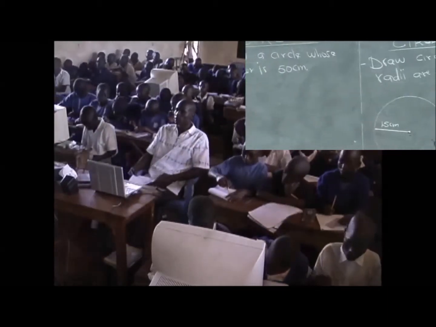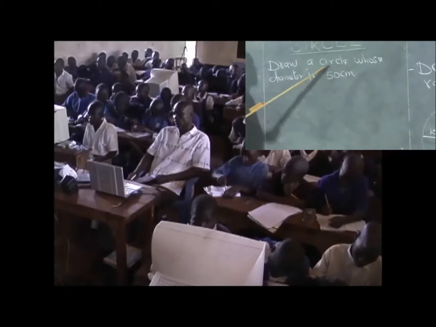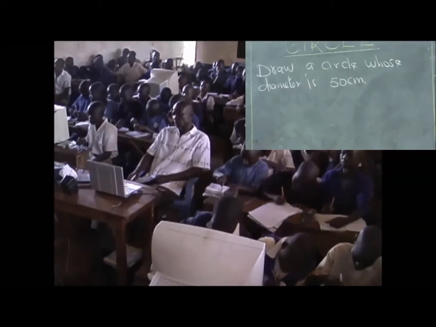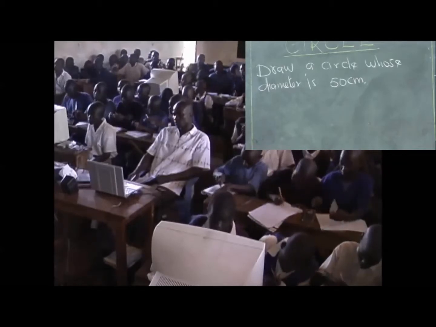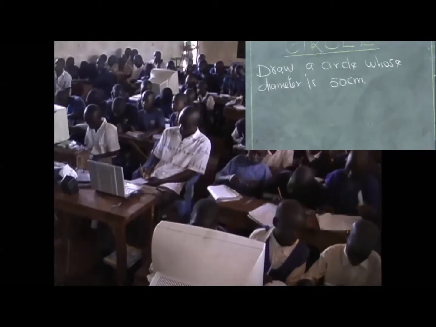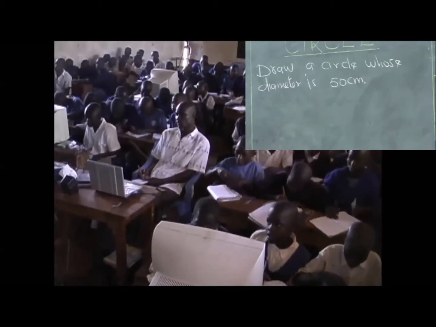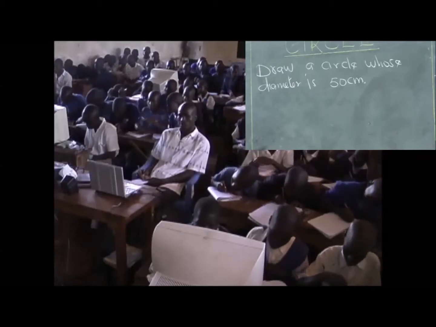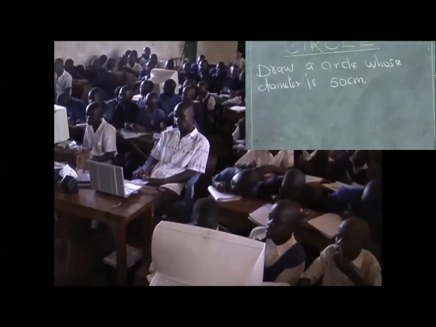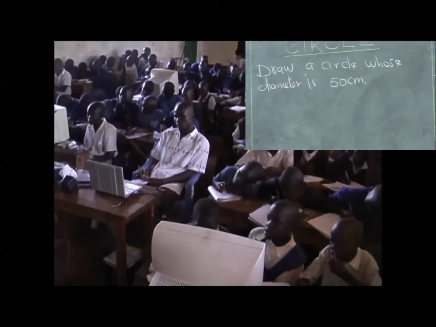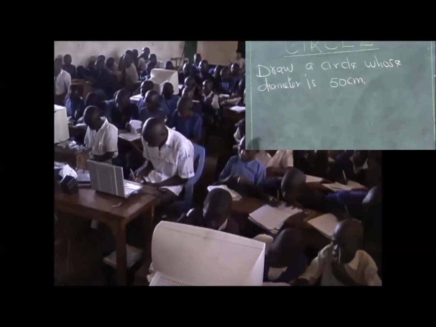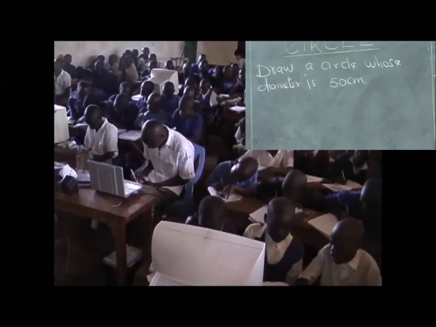You want to see how to construct a circle when you are given the diameter. How can I construct a circle when I'm given its diameter? Remember, as we said, the diameter is a line that runs through the circle, passing through its center. Therefore, it is hard to draw a circle using the diameter directly. So, for you to be able to draw a circle whose diameter is 50 centimeters, the first step is to identify the radius of that circle.